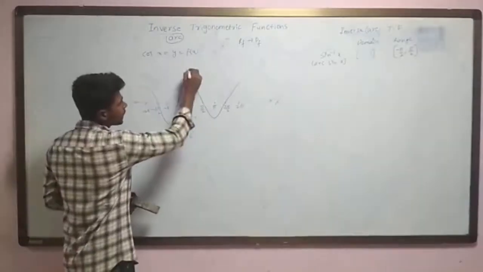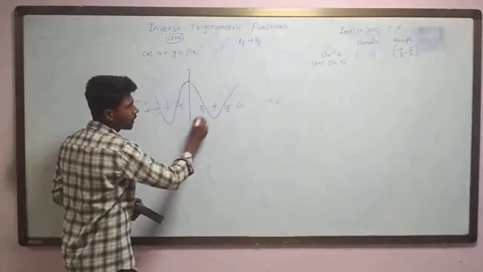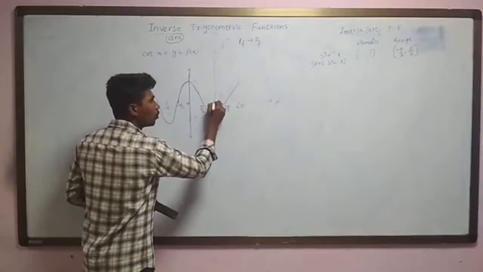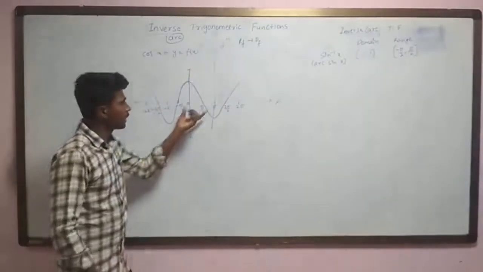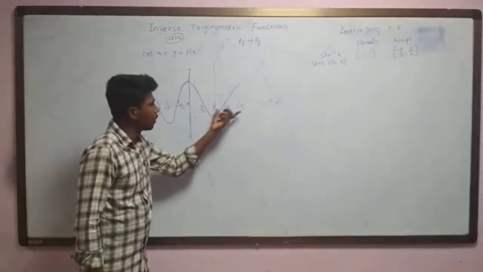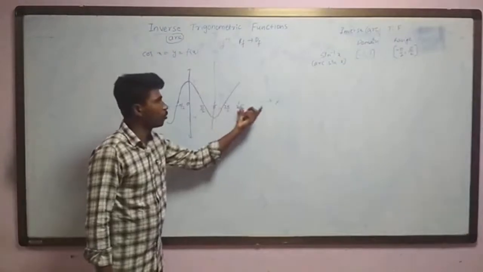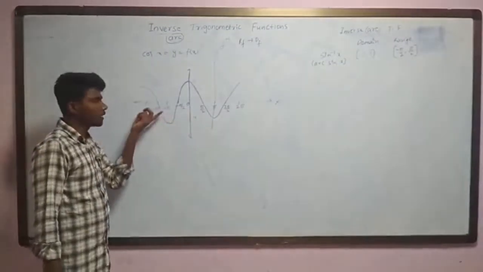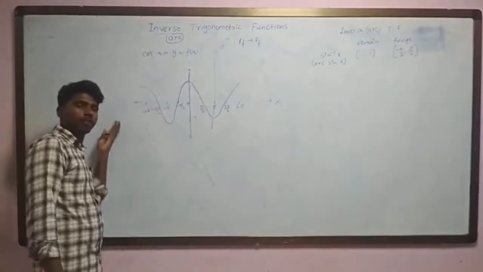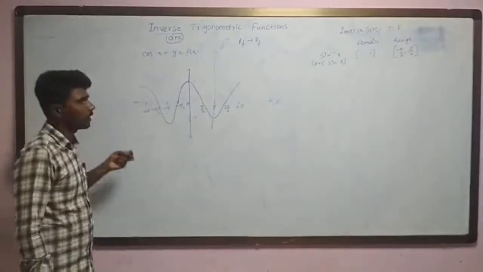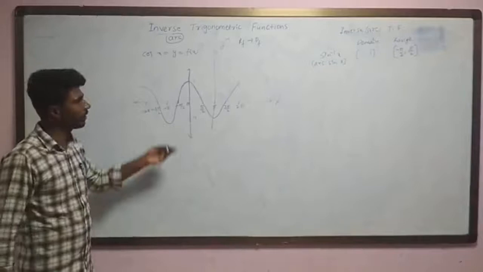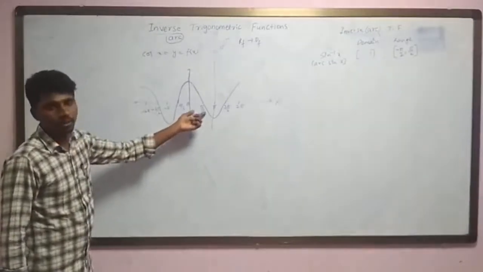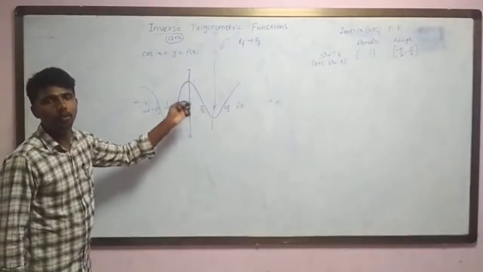So what I can consider from this particular point to this, which is from 0 to pi. So I can take from 0 to pi, or pi to 2 pi, or 2 pi to 3 pi, or on the left side 0 to minus pi, or minus pi to minus 2 pi, or minus 2 pi to minus 3 pi. Likewise, I can take many branches. It is defined in all these branches. Of all of them, what is the first and foremost one? It is called the principal value branch.